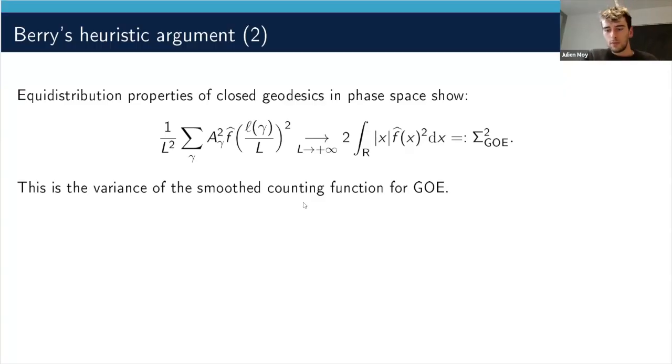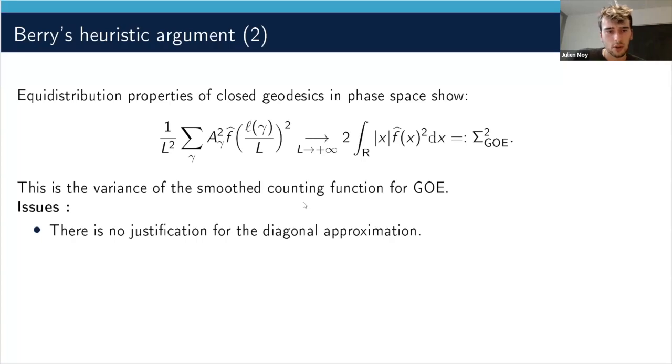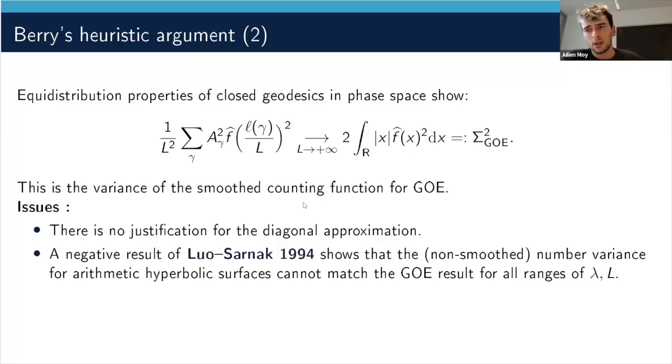So this could be very nice. Unfortunately, there are some issues. Well, the first one is that, of course, there is no justification for the diagonal approximation, and currently we lack some knowledge on the set of lengths of closed geodesics to be able to do anything.